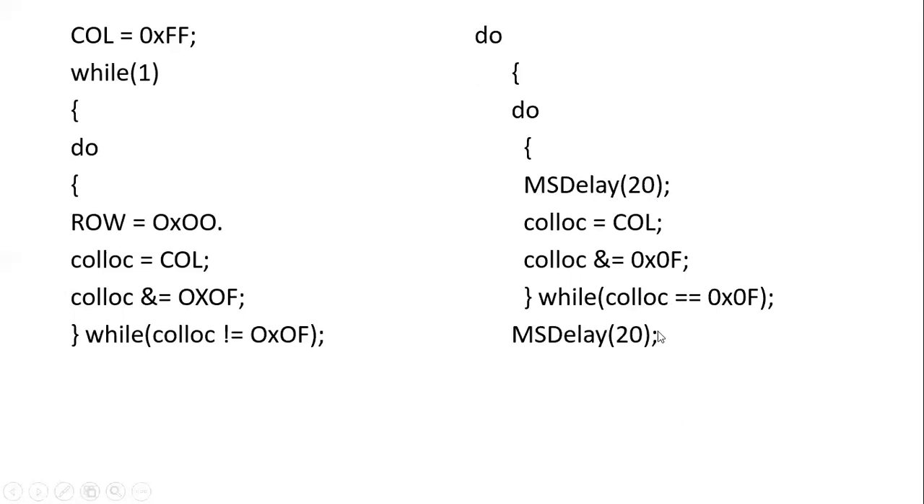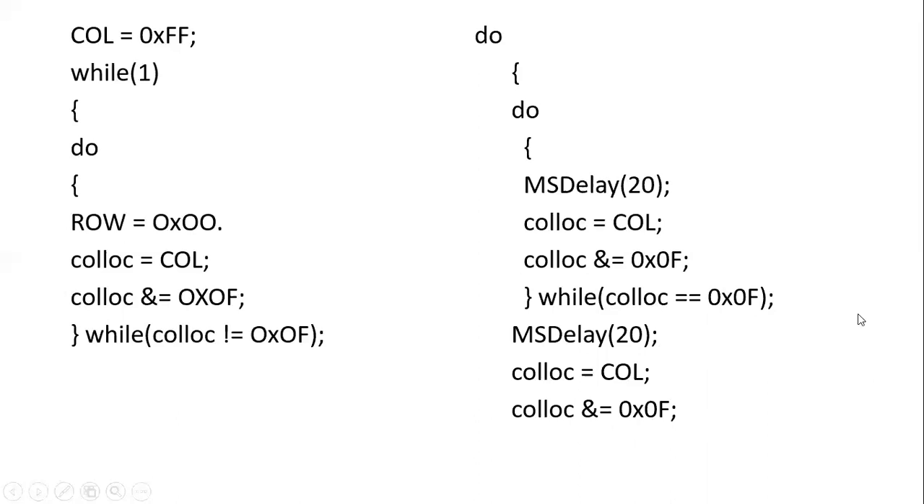Then again we give a delay, isn't it? This delay is a debounce delay. A debounce delay of 20 milliseconds is being used here. Okay, again we read the column. As we read the column, we store it here. Then again we mask the bits, isn't it?